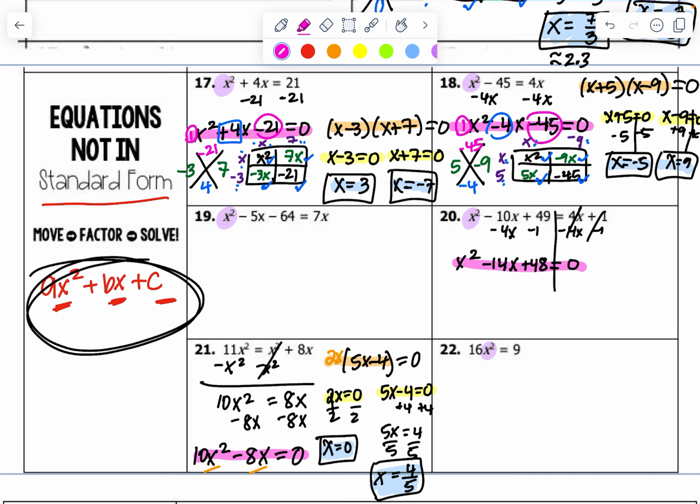Step 2 is going to be to factor that expression. I can keep using the X box, or you might start to notice a pattern. Nonetheless, I'm going to have you pause the video and try number 20 on your own. Go ahead and give it your best shot.